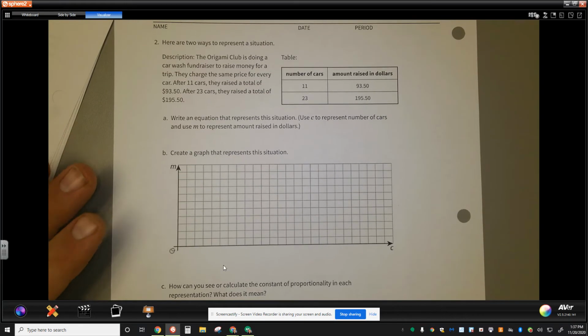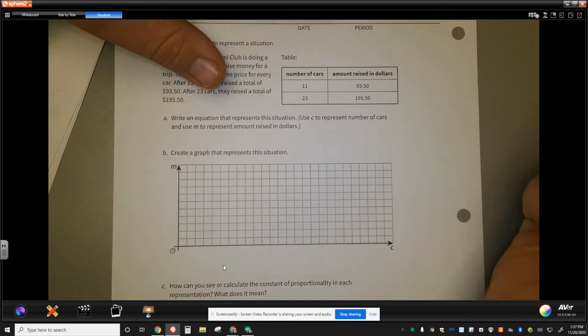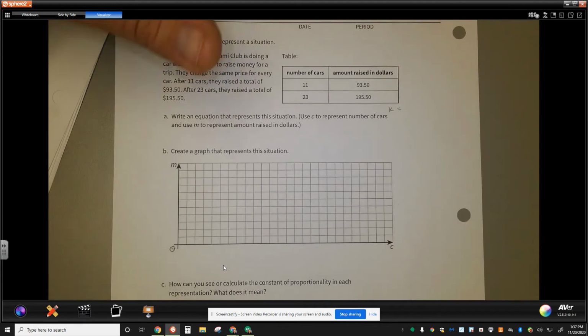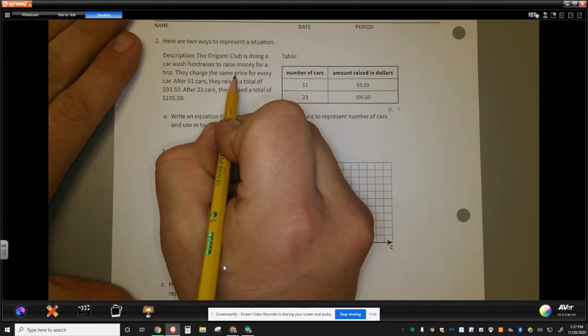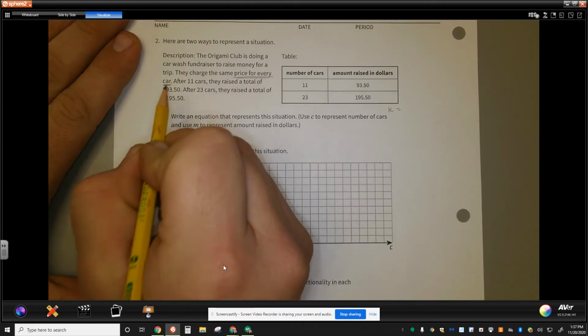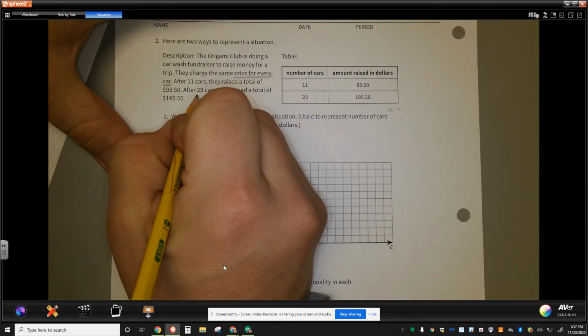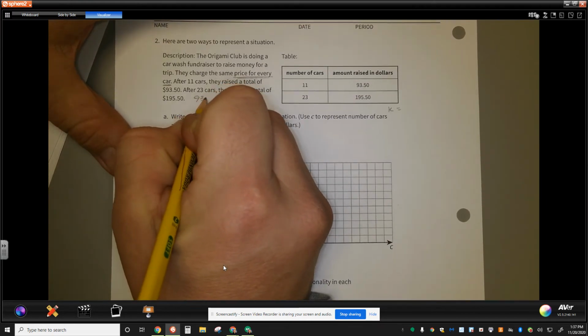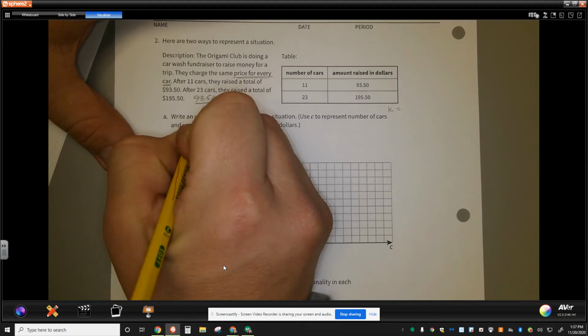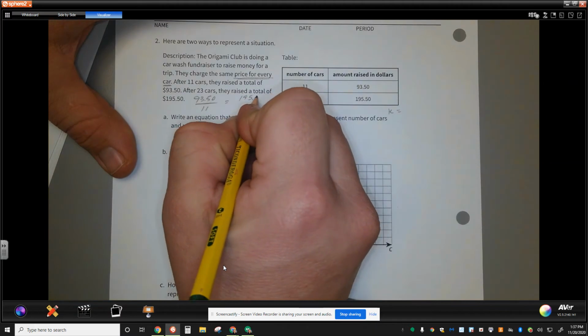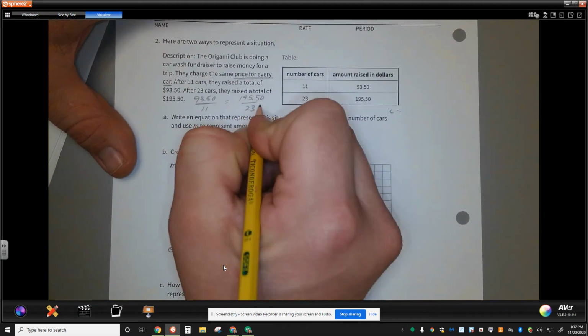Switching over here. To write that equation, we need to be able to know what K is first, or our constant of proportionality. In this case, our K is going to be the price per vehicle, because they're saying that they're charging the same price for vehicle. So we can find that a couple different ways. We can take our total of $93.50 and divide that by 11 cars. And that would be the exact same thing as $195.50 divided by 23 cars.